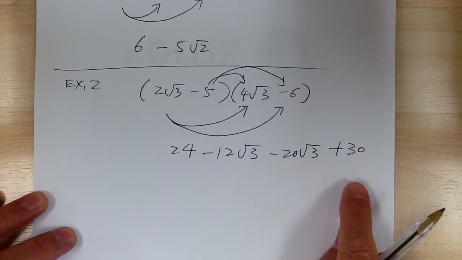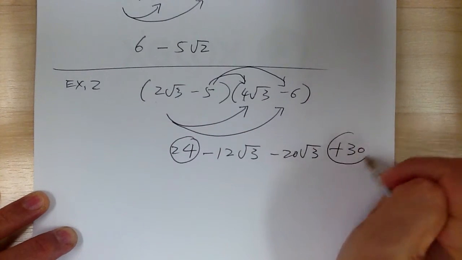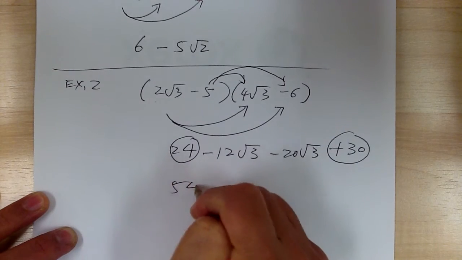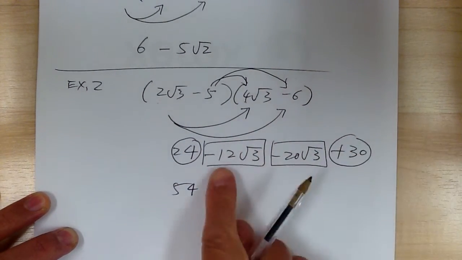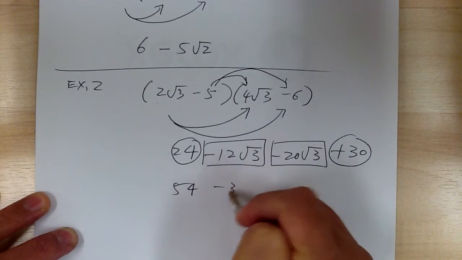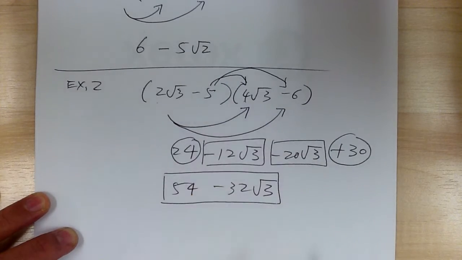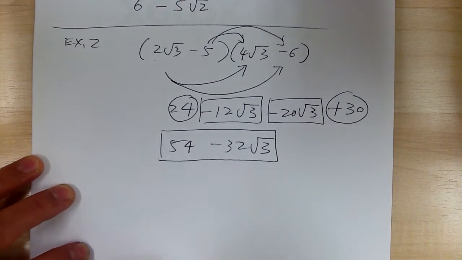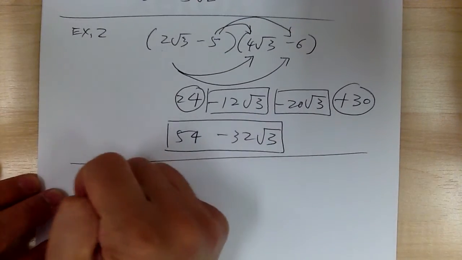Now, after you multiply, you need to combine the like terms. So 24 and 30 will give you 54. And the square root parts, these two parts will give you minus 32 square root of 3. And that's it. So again, all these are just the distributive property. Let's go to example 3.